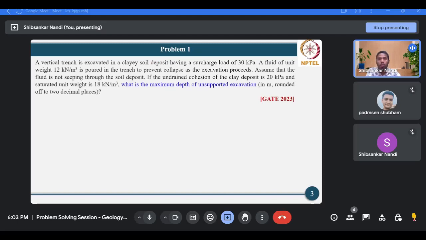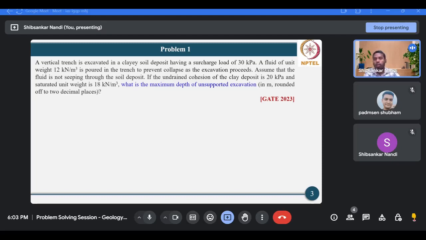Since we couldn't solve this problem in the last week, we took this problem as a homework and we discussed a little bit about how to solve it. So first we'll read the problem statement and then we'll see how we can solve this problem. Okay. Again, for your information, this problem is taken from GATE examination 2023.